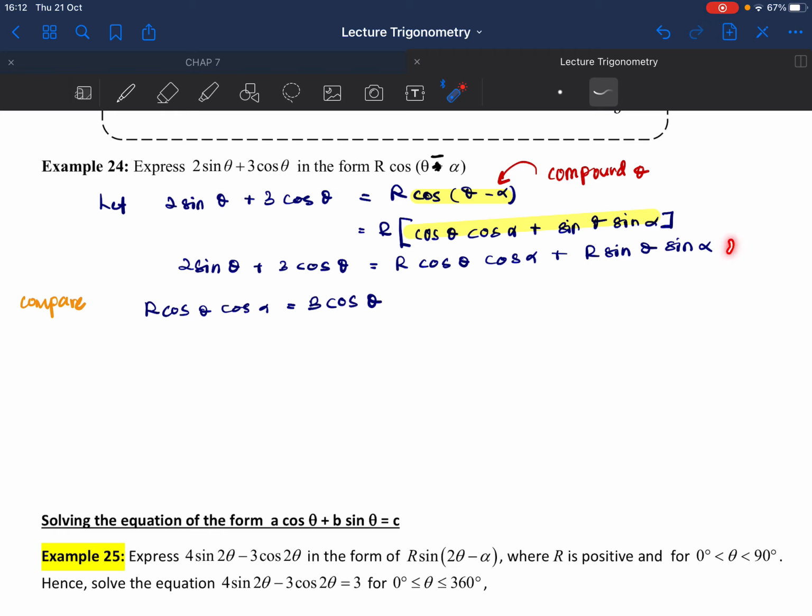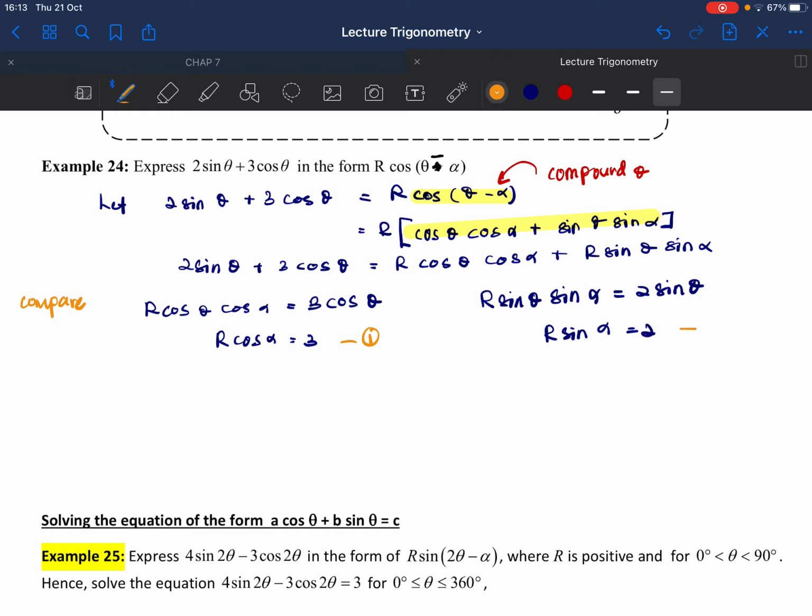Kalau nampak dekat sini kita ada R sin theta sin alpha, kamu nampak sin theta dekat sini, kita akan compare dekat sin theta sini. So we are going to have the other one, R sin theta sin alpha equals to 2 sin theta. So cos theta boleh cancel. So we should have R cos alpha equals to 3. Same goes for sin theta. Sin theta cancel out. We are going to have R sin alpha equals to 2. This is equation 1. This is equation 2. Okay, so balik semula kepada aim kita.